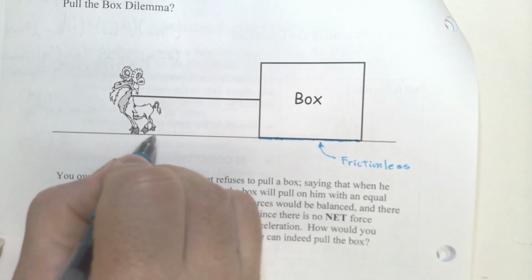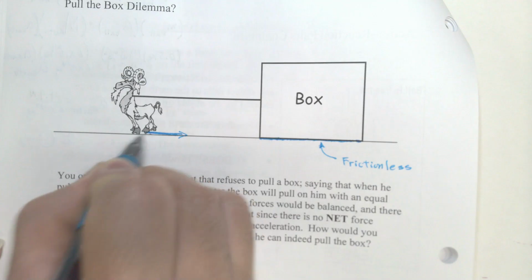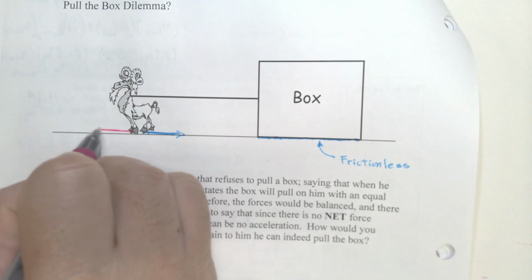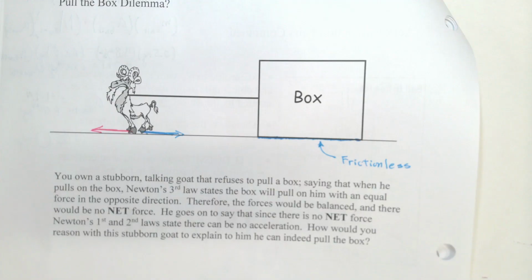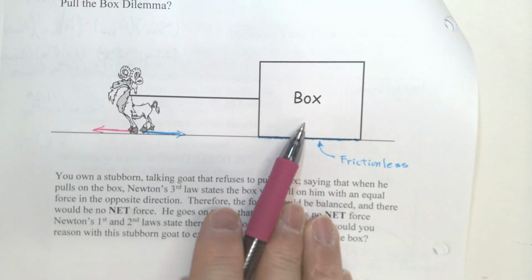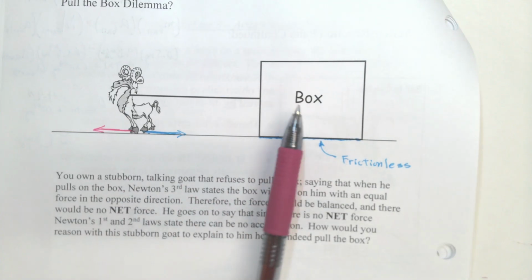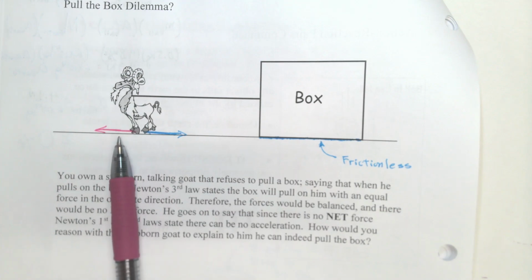And the goat is pushing this way on the ground, and the ground is actually pushing back this way to make the goat accelerate that way. And the box just follows. Okay? So the goat is really not pulling on the box. The goat is actually pushing into the ground, and the ground is actually pushing the goat forward.